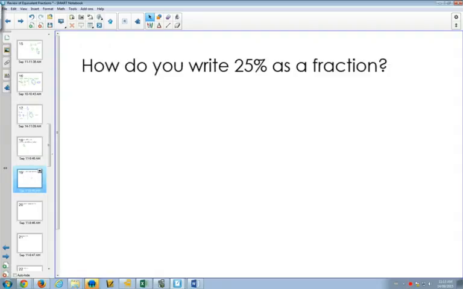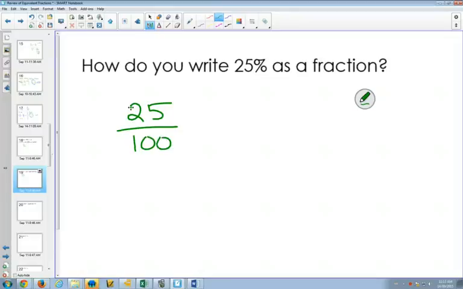Now 25%, again, we could start by writing it over 100. But this is one that you could reduce. Does anyone know what equivalent fraction this is equal to? 1 over 4. 1/4. So that might be one that you know from the past. 25% is just a quarter of the price. 50% is half.